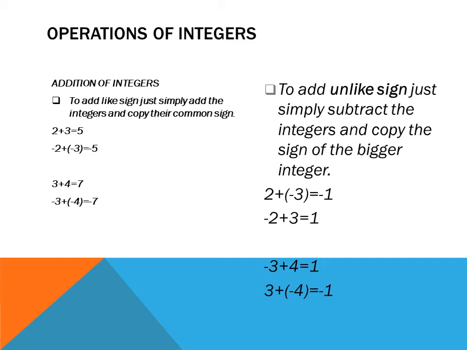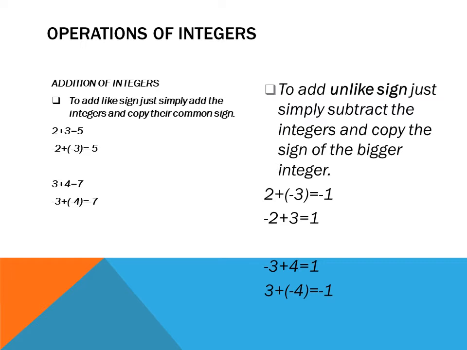Since 3 is bigger than 2, the sign of 3 is positive while the sign of 2 is negative. So the answer is positive 1. Another example, we have negative 3 plus 4. The bigger number is 4, then the sign is positive. So the answer is positive 1. While 3 plus negative 4, the bigger number is 4, then the sign is negative. So the answer is negative 1.